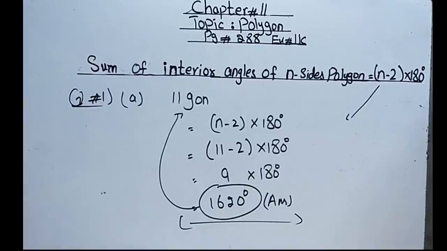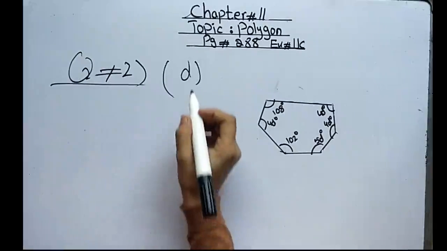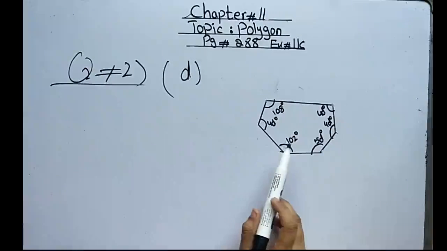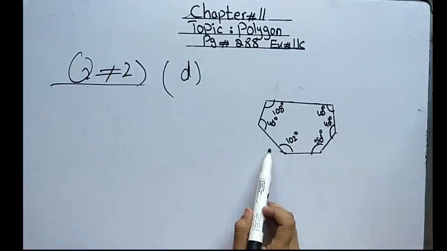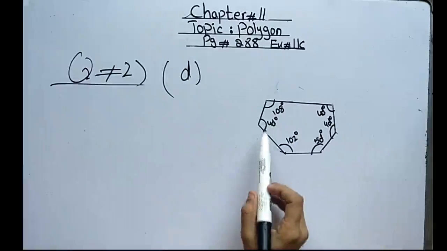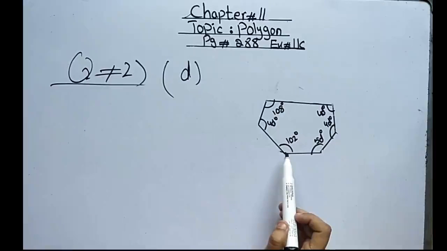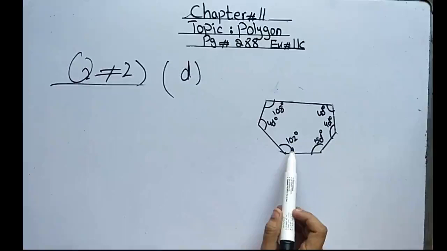Okay, now come on to question number 2. In question number 2, I will do only one part. So the D part, look at the D part. This is a hexagon shape. Hexagon means a shape that has 6 sides. So 1, 2, 3, 4, 5, 6. There are 6 sides. And they are saying to find out the unknown angles.